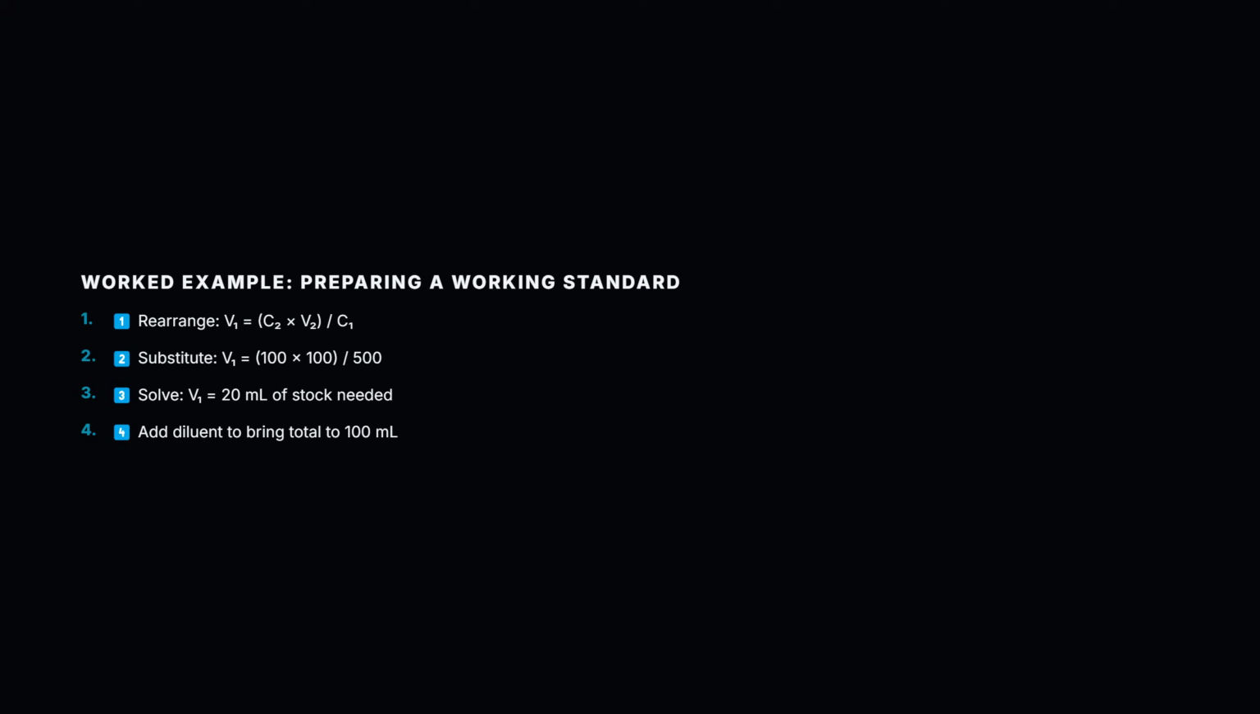Worked example: you have a 500 mg/dL glucose stock standard and need 100 milliliters of a 100 mg/dL working standard. Solve for V1. V1 equals C2 times V2 divided by C1, which is 100 times 100 divided by 500, so 20 milliliters of stock, topped up with 80 milliliters of diluent.